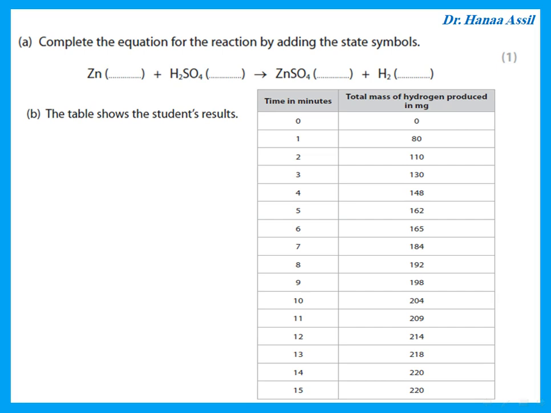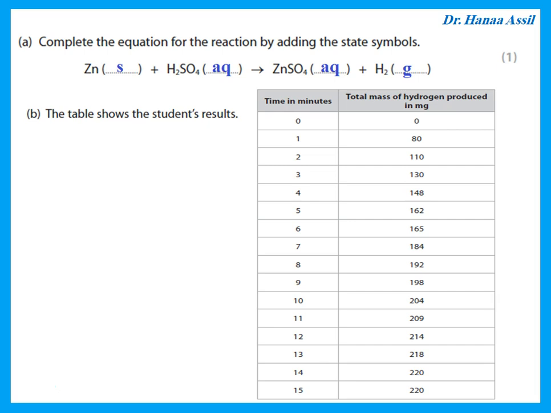So, first of all, he's saying complete the equation by adding state symbols. Zinc, you should know, zinc is a metal. All metals are solids, of course, except mercury. Sulfuric acid, all acids are aqueous. Zinc sulfate, please realize this is also aqueous. And hydrogen, of course, is a gas.